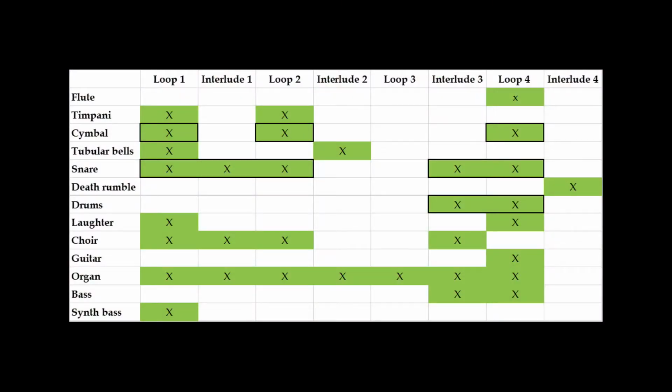With both cymbal and snare in the classical percussion as well as in the drum kit, the percussion also follows a common timbre throughout. It's even the same cymbal sample, while the snare differs.